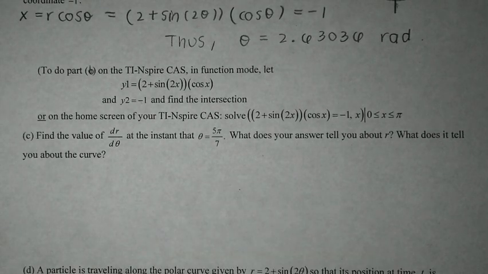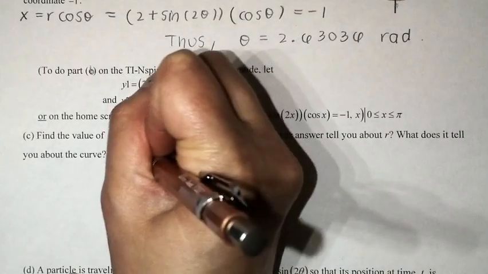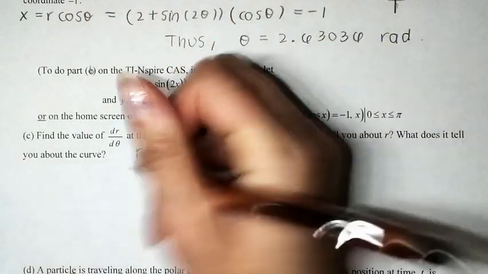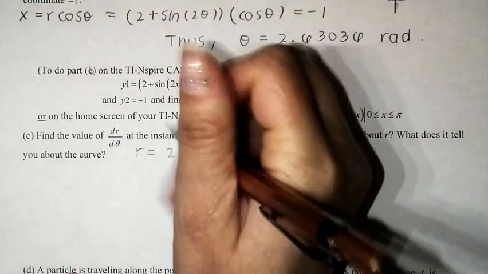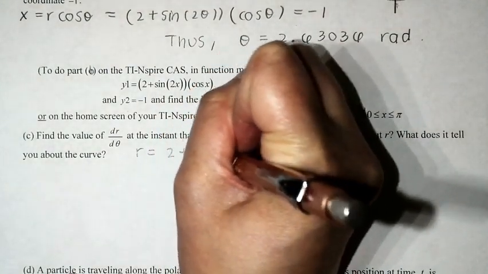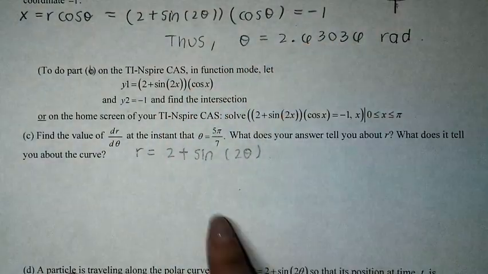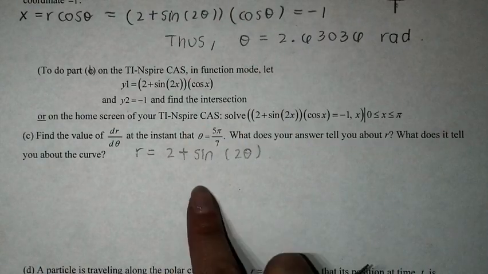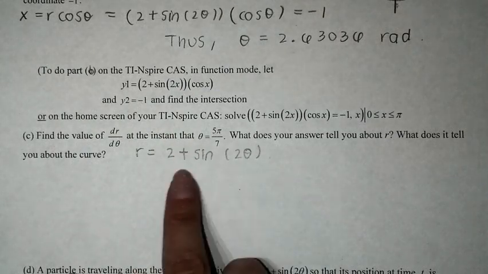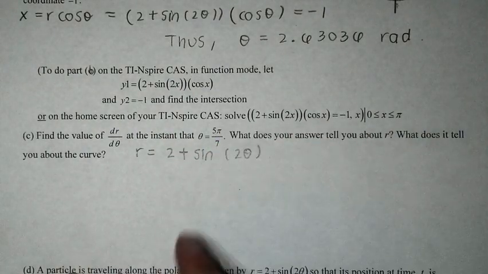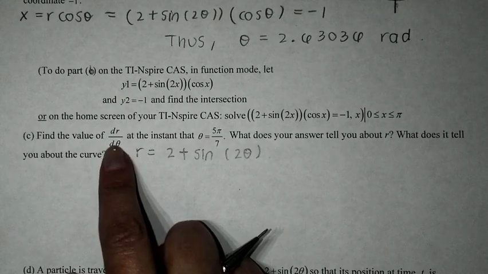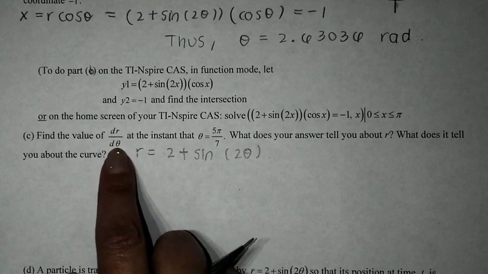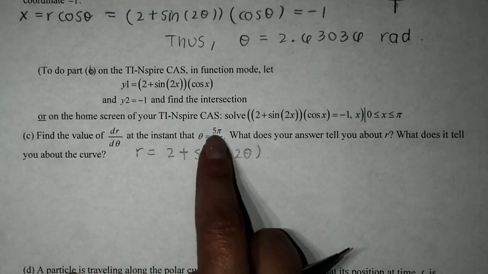Well, the first thing that you are going to recognize is that r is going to be equal to the same r that we have since the beginning, 2 plus sine of 2 theta. So that's the r that we have. I'm just copying it from above because it's far, right? But it's the same r. Now, what are you going to do? Technically speaking, they are telling you to find the derivative at a point. The point is 5 pi over 7.